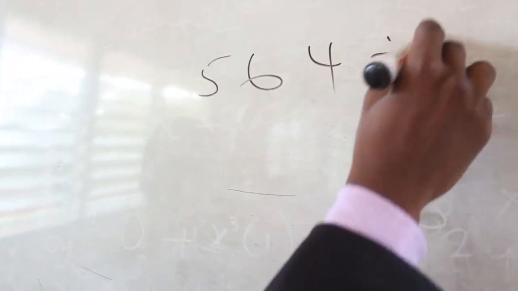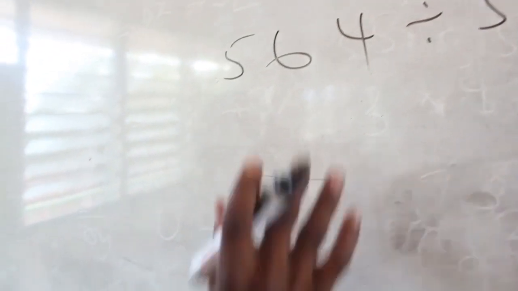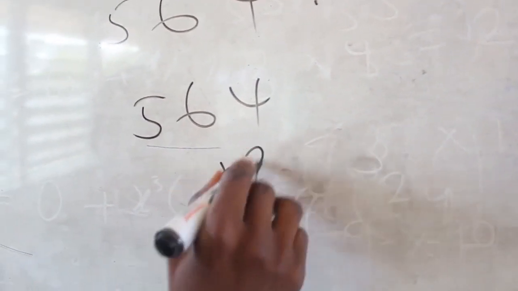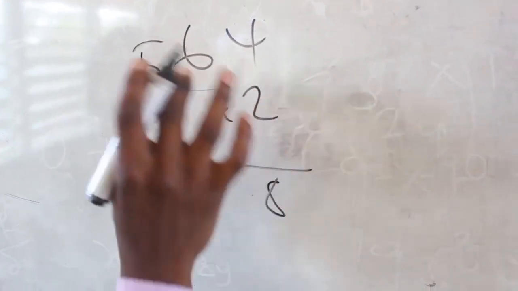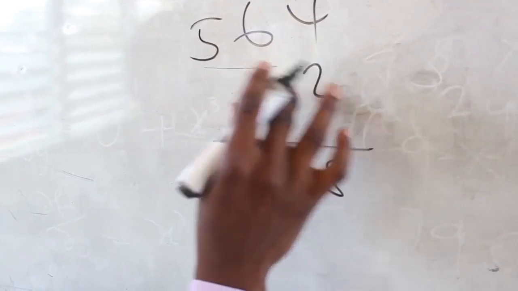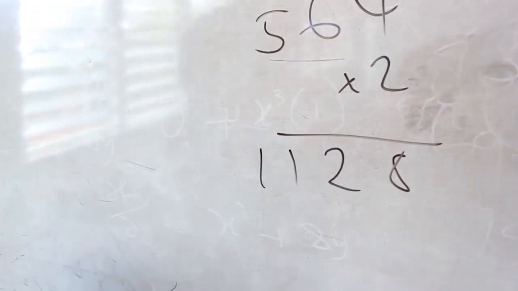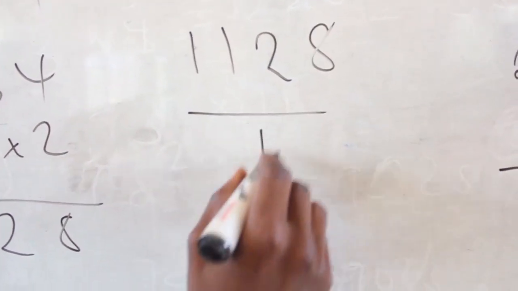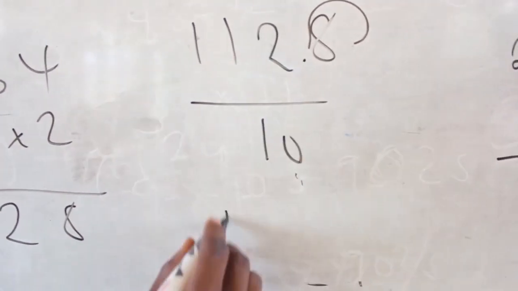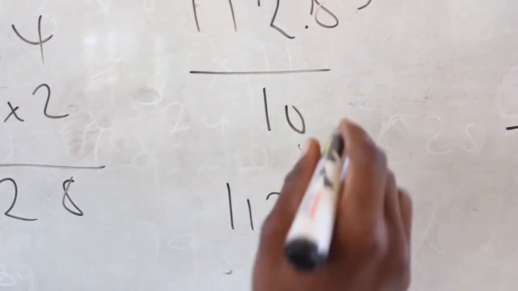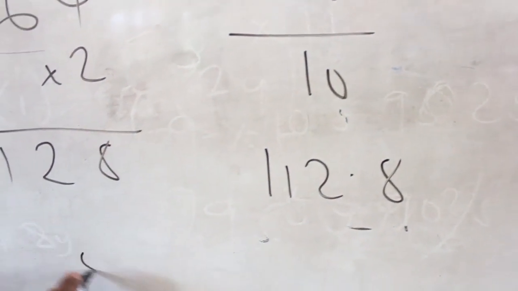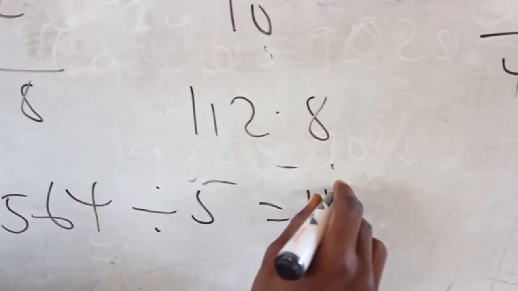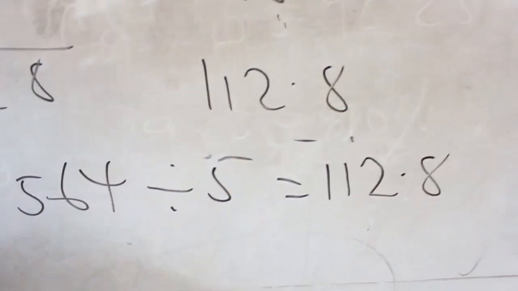We want to divide 564 by 5. We will simply multiply this number by 2, so we're going to have 564 times 2, which is 1128. Then we now divide this number by 10. So we're going to have 112.8. And so 564 divided by 5 equals 112.8.